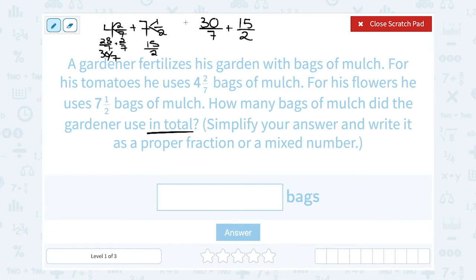Now the rule is anytime I'm adding fractions, I need to have a common denominator. The denominator is the bottom of the fraction. Common means they need to be the same. So a common denominator means I need to change these two numbers so they have the same bottom part of the fraction. To do that, I want to find the smallest number that 7 and 2 both go into. Well, 7 and 2 both go into 14.